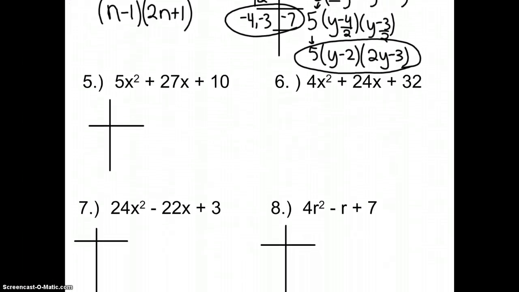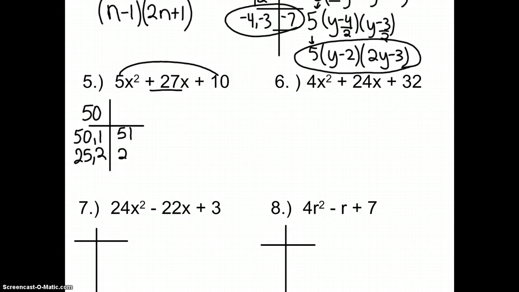Number 5, we have 5x squared plus 27x plus 10. We can't factor anything out from all of it, so we have to multiply our 5 times 10. Would give us 50, so we find factors of 50 that add together to get 27. We can try 50 and 1 would give us 51, or 25 and 2 would give us 27, which is what we're looking for.